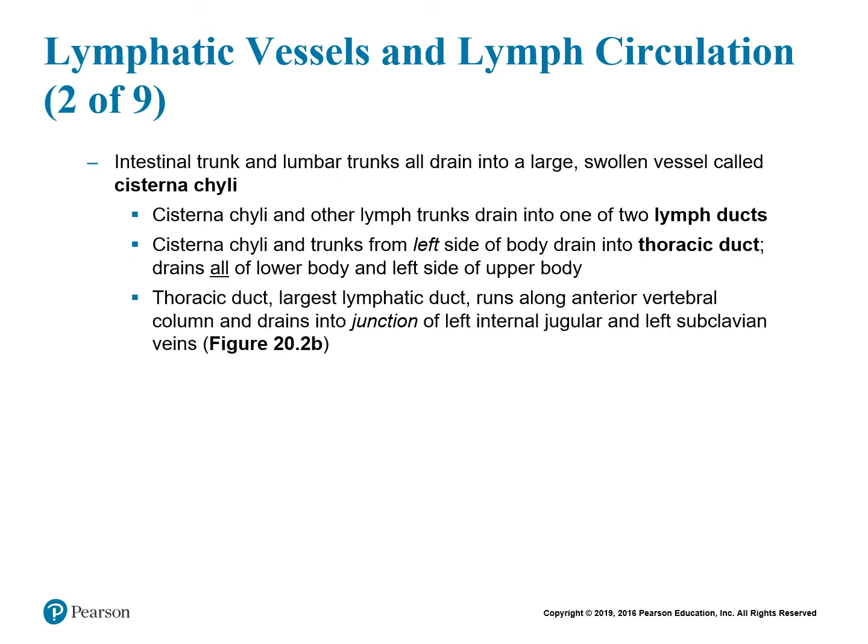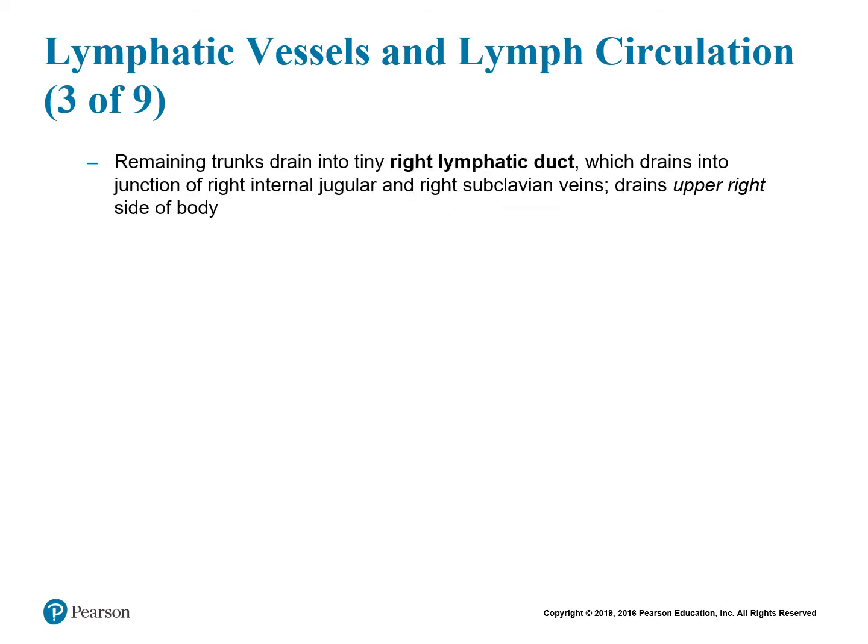Some of the circulation patterns in the lymphatic vessels are not always symmetrical. So for example, on the left side and all of the lower body, you have the cisterna chyli, which is basically where most of the things drain. Again, it's the biggest duct that you have, the thoracic duct. So this is where all of this is draining: all of the lower body and the left side of the upper body. The remaining parts drain into the right lymphatic duct, which is going to drain into the junction of the internal jugular and the right subclavian.